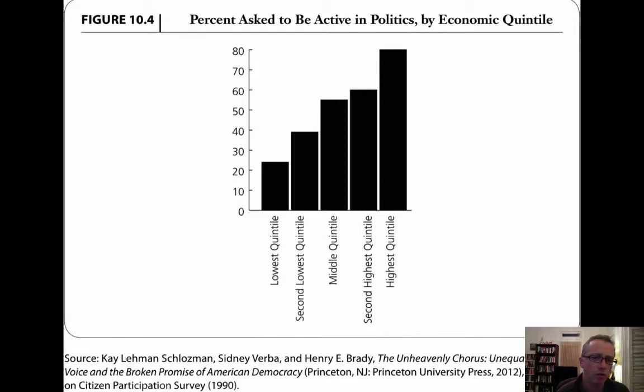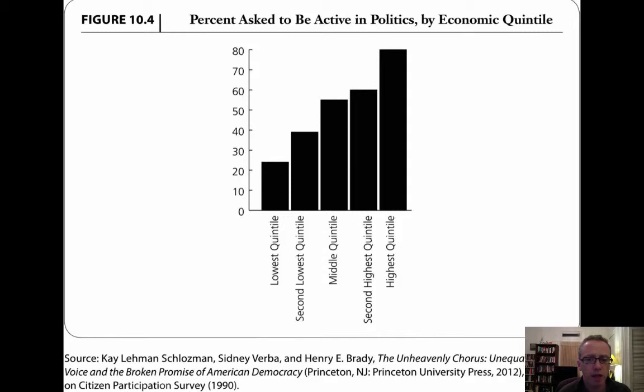the information is broken down in terms of economic quintile, which means that we have the lowest 20% here being the poorest Americans, and you can see the poor Americans are not asked very often to be involved in politics, whereas if we go to the other extreme, the highest quintile is asked very often to participate.